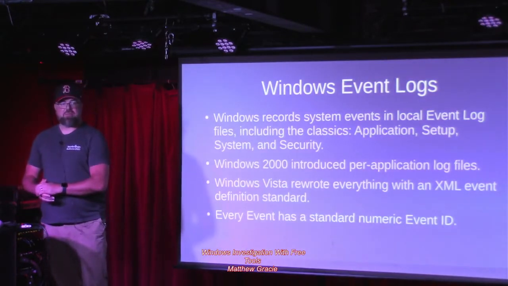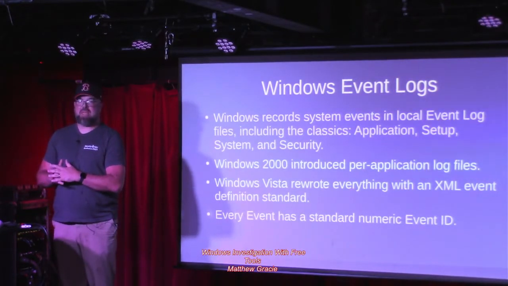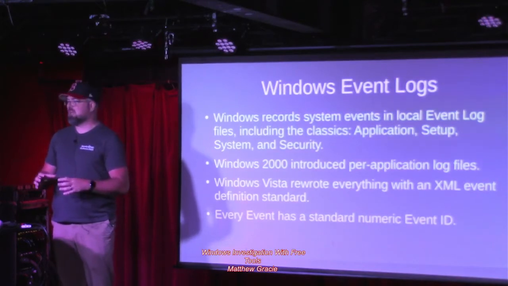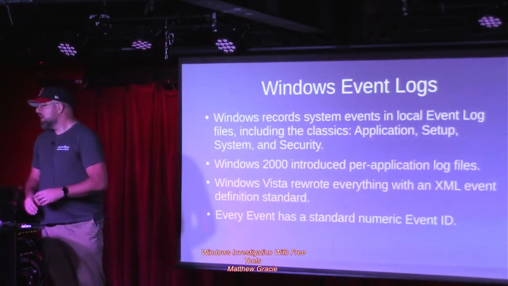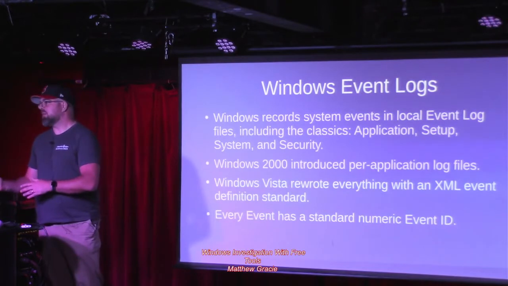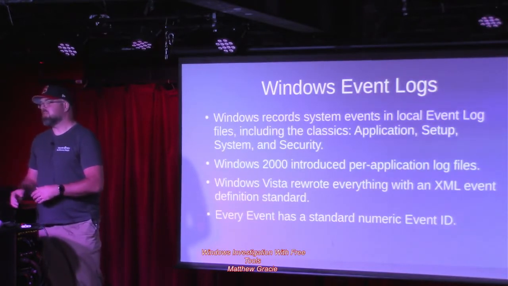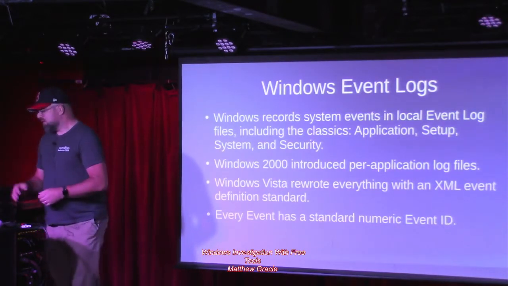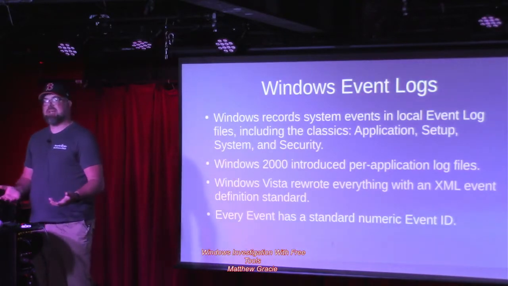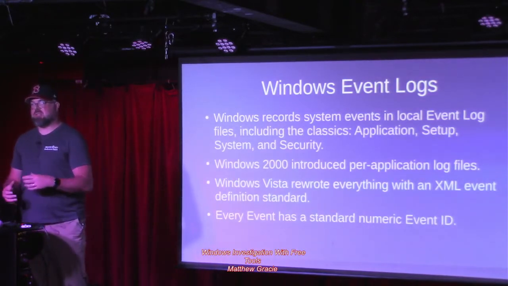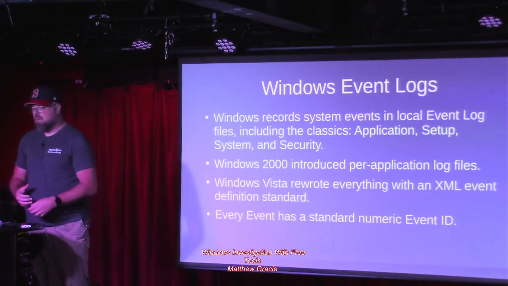In Windows 2000, Microsoft introduced per-application log files. So stuff wouldn't necessarily get written into one of these four. Instead, it could get written off into a special application-specific log file. So telemetry for some particular application, say your Symantec client, would be written into the Symantec log instead of the security log, right?